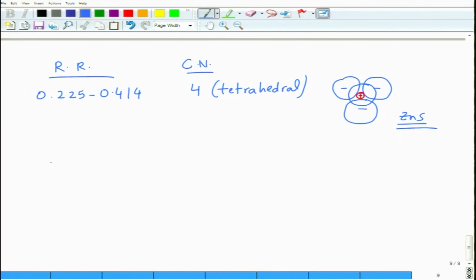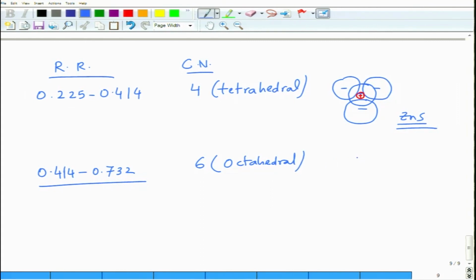The fourth one is 0.4142 to 0.732. So this is bigger than octahedral, this is called six-fold or octahedral. So if the radius ratio is larger than 0.414 but lower than 0.732, then this is going to follow six-fold coordination.